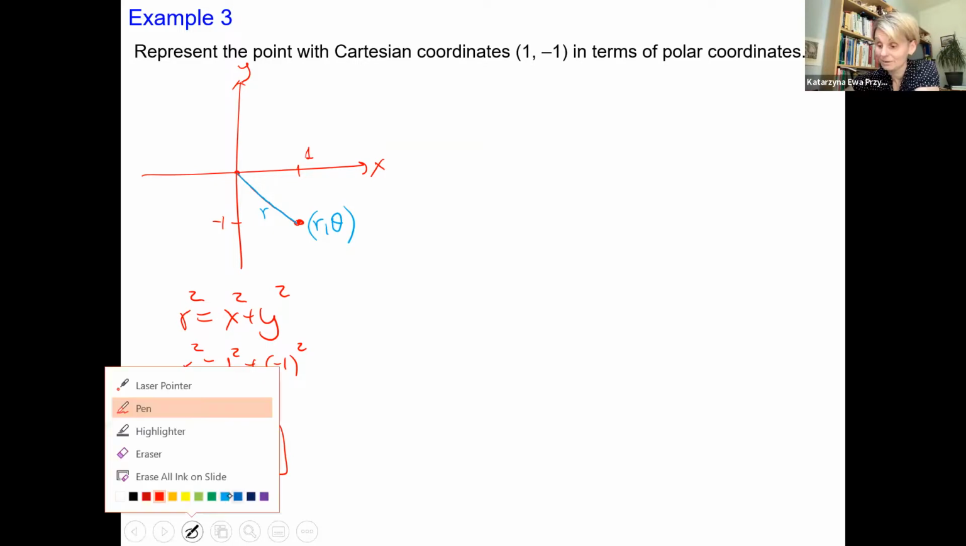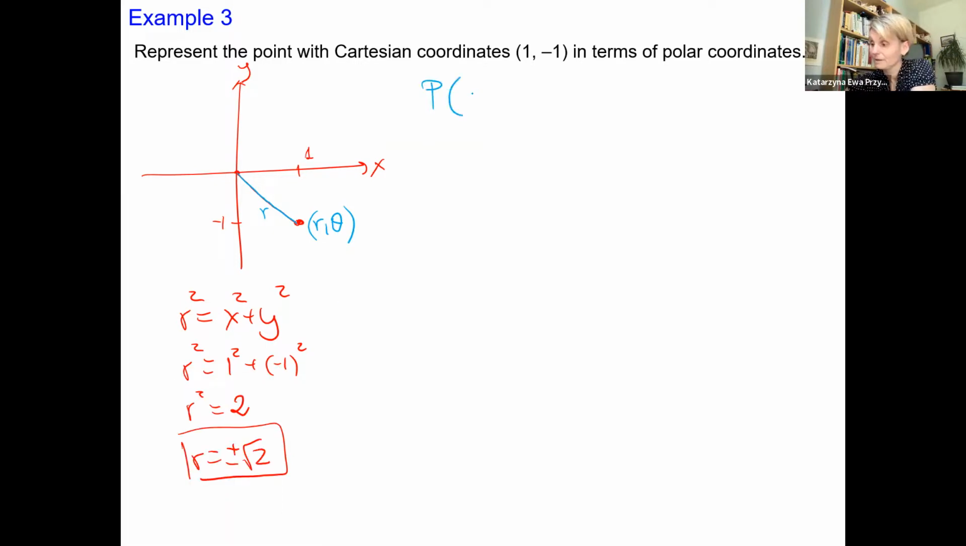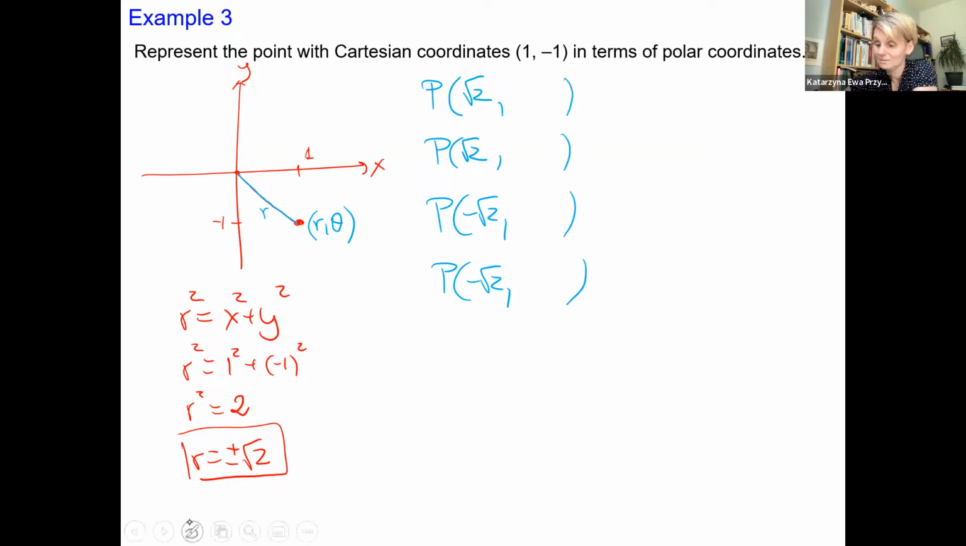Okay, that means this point, let's say point P, can have a positive square root of 2 notation or negative. We know, consequently, what this means for the angle. And now we have to find the angles. Okay, how can we find the angle? What equation will we use? This one was to find the r, distance, radius, we can call it. Who can tell us the equation?